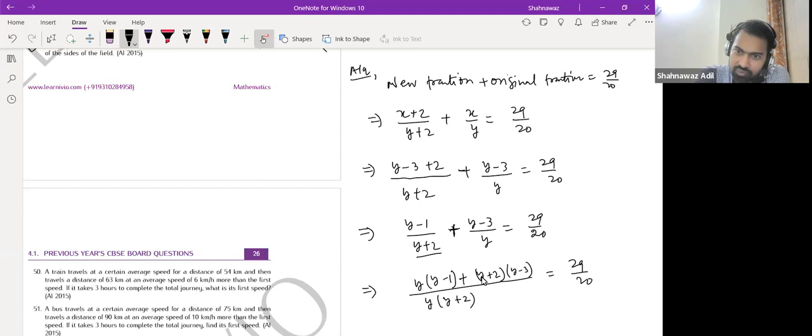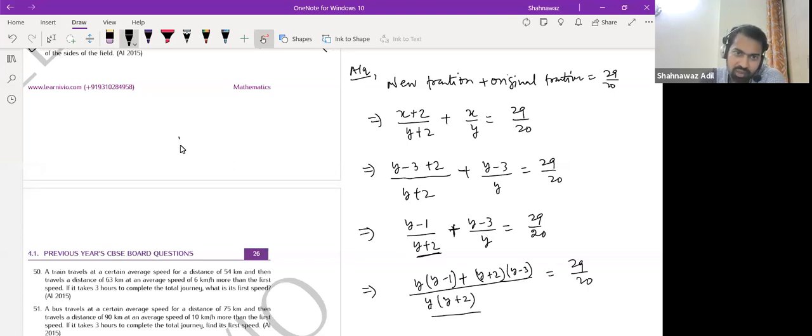I didn't understand how you did y into y minus 1. Oh, so this is the LCM. We took the LCM of y and y plus 2, so this would be y into y plus 2, right? Now you divide this denominator by this factor. So what remains? y remains, right? So then y is multiplied with this number. This is how you do the addition of two fractions.